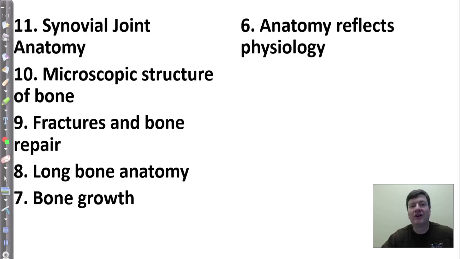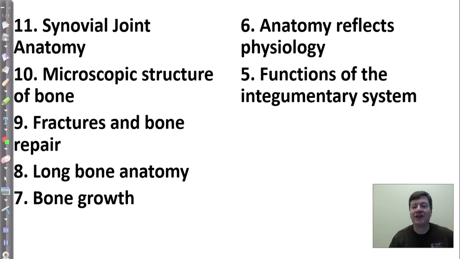It can be strong, but not move. Or you can have a synovial joint, which is not going to be as strong, but allows for movement. So you should be prepared to talk about the connection between anatomy and physiology in this unit as well.